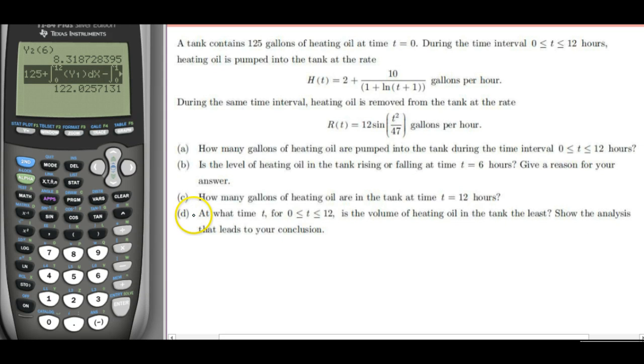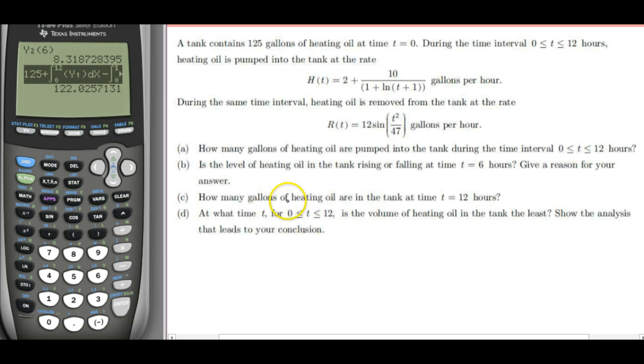And finally, part D, and this is one of the trickiest parts of really any problem that involves this concept of one function that has something coming into an object and then another function that takes away. So this is going to be a little bit intensive on the graphing calculator and a little bit intensive to understand. So at what time t, for t between 0 and 12 hours, is the volume of heating oil in the tank the least? Show the analysis that leads to your conclusion.